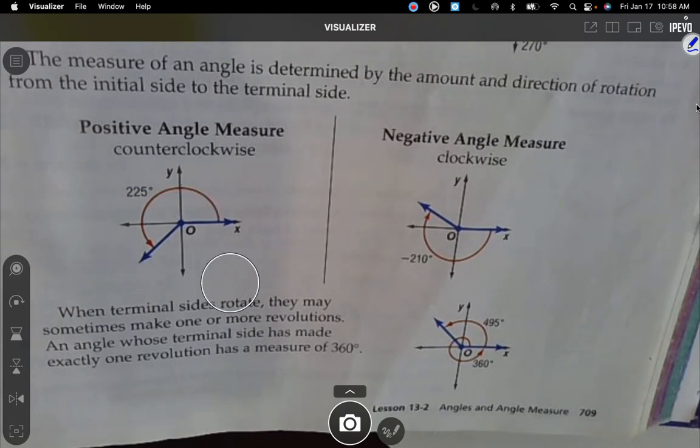As well. But this would be your answer. I would say, show me an angle at 225 degrees. This is what you would draw. That would be your answer.